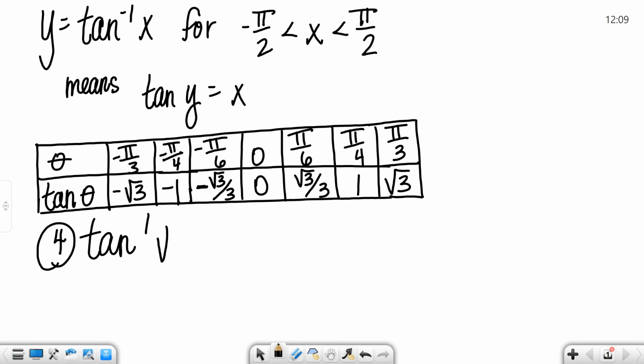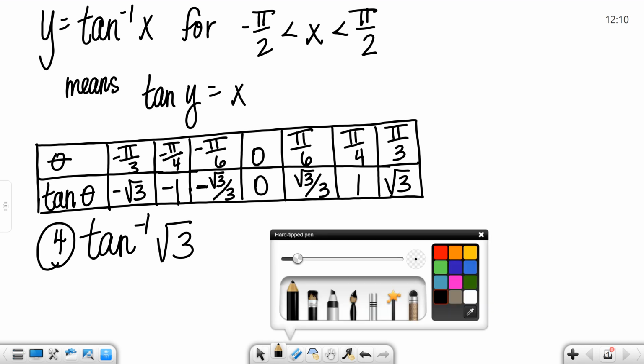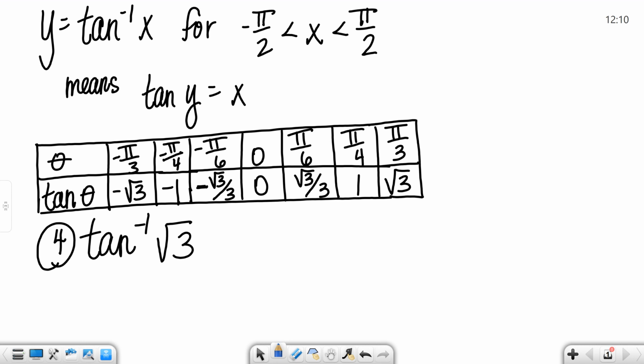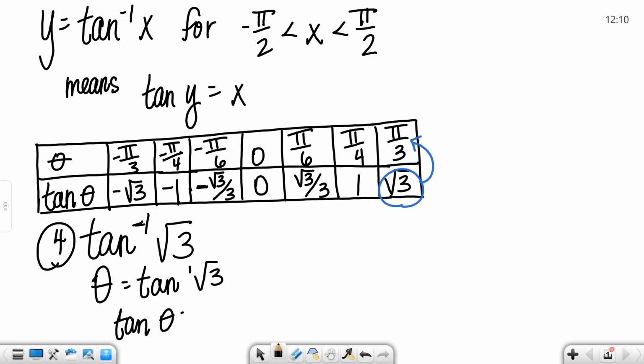So if I said, let's find the inverse tangent of the square root of 3, we just use our table, just like we've been using our table. Okay, so I need to find square root of 3 on my table. It's right here. I find the theta that goes with that, and I found that it was pi over 3. So theta is the inverse tangent, so the tangent of theta is the square root of 3. And we just found that theta is pi over 3.